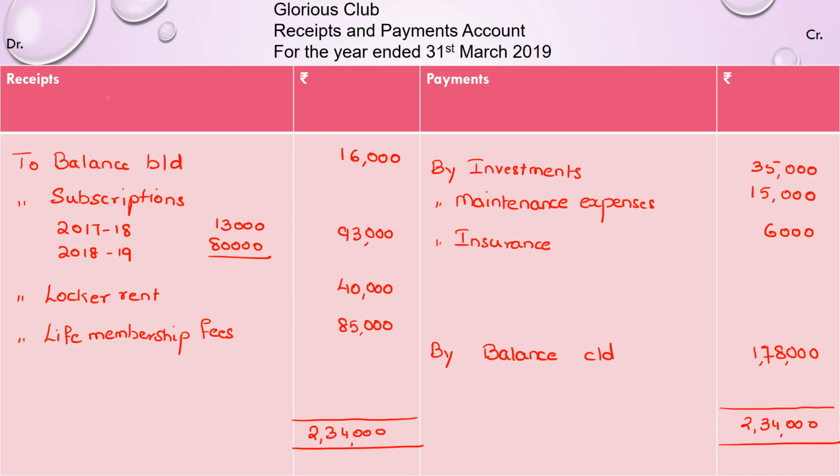And you see that you have written all the receipts on the receipt side and the payments on the credit side. It starts with the opening balance and closes with the closing balance, which is the balancing figure that we got. So this is the receipt and payment account which is prepared by an NPO.